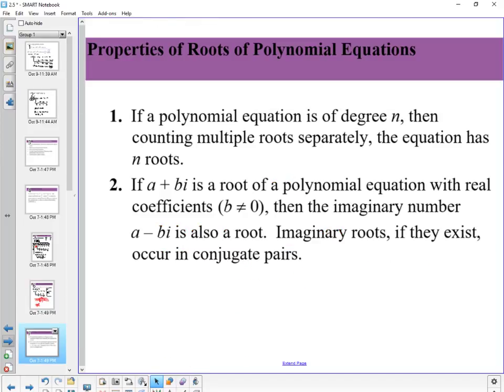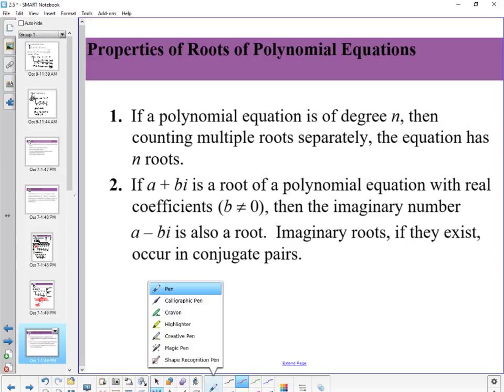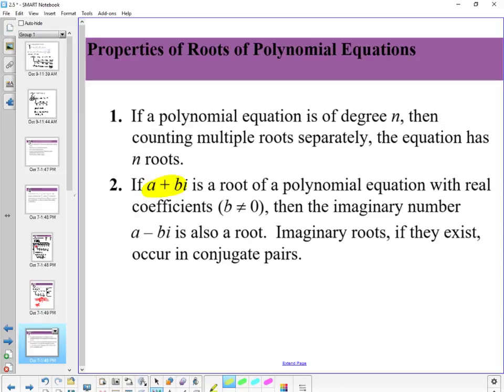Here we go. Properties of roots of polynomial equations. You know how sometimes when you get imaginary roots, you'll get some complex number that's like a plus bi, right? Yes. What this is saying is if you have a plus bi, then more than likely you also have a minus bi. So we're just going to cut through all the fat here.